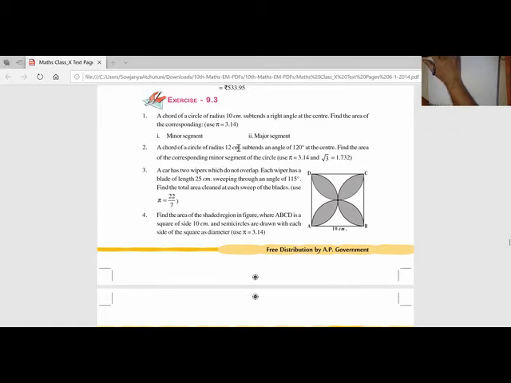Let us see the second one. A chord of a circle of radius subtends an angle of 120. So 120 by 360 into pi r square. Minor segment of the circle, same. Now let us take this one.